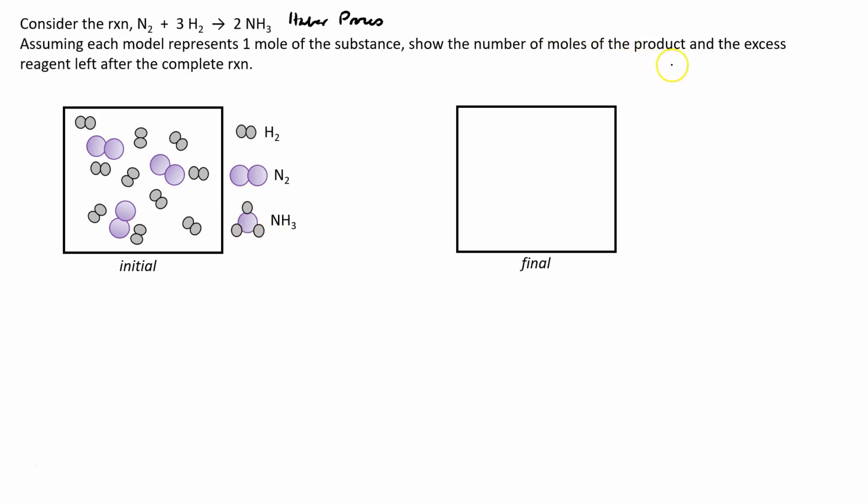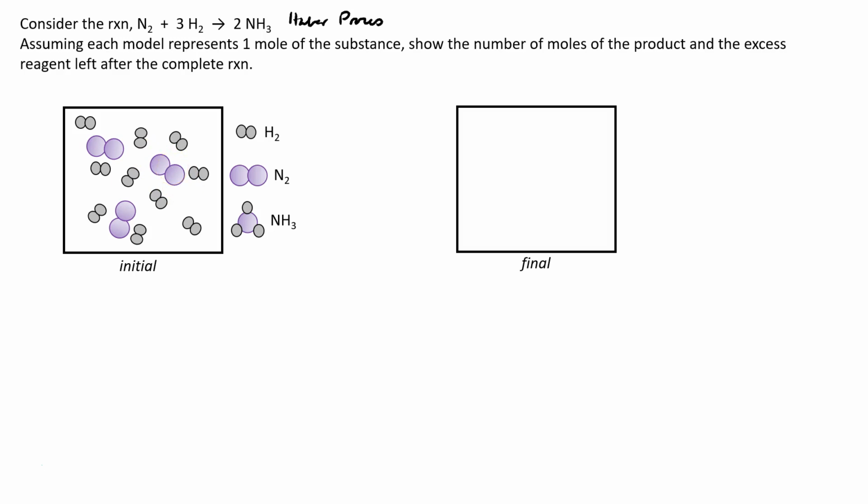Show the number of moles of the product and the excess reagent left after the complete reaction. So this is our initial, and then this is what we're supposed to fill in for the final. So I think the first thing we ought to do is determine the limiting reactant. Is it going to be hydrogen or nitrogen that limits us?